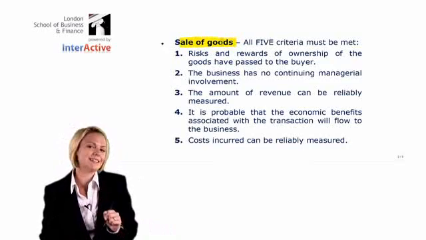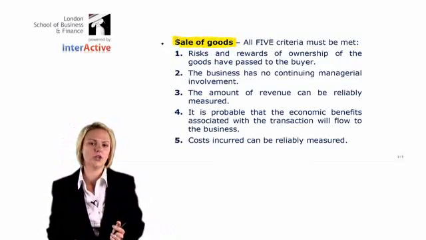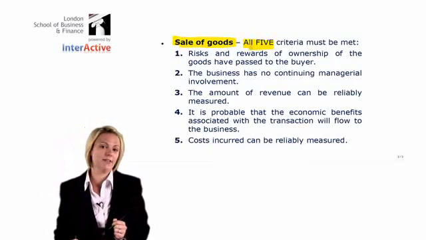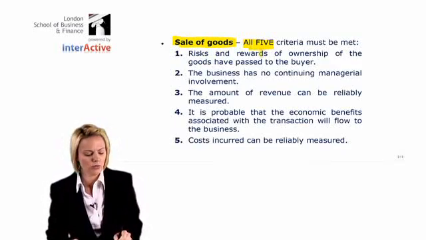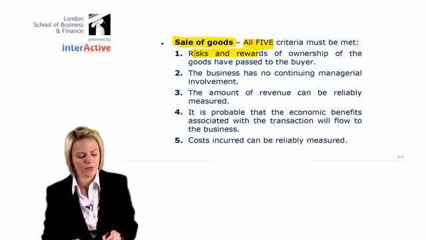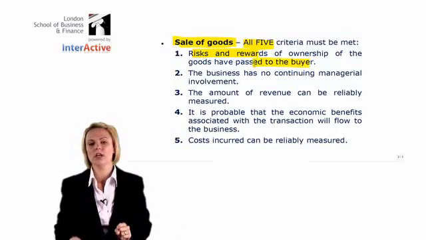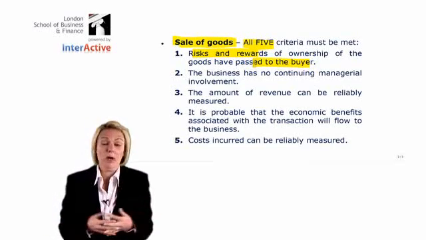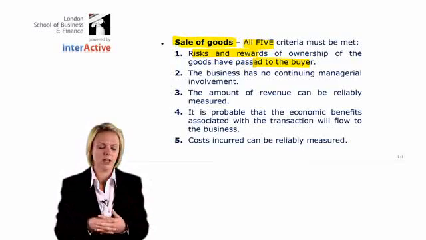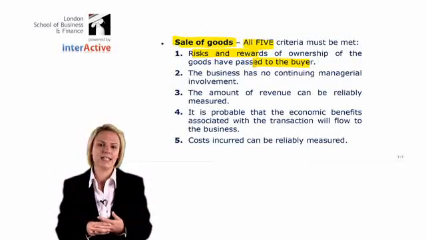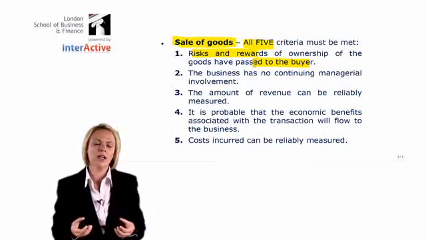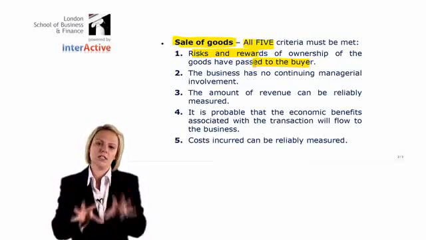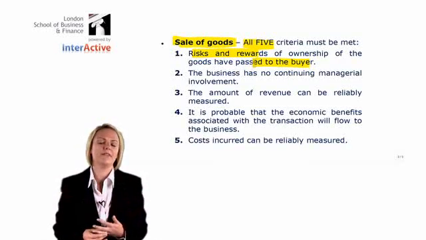If you want to recognise sales or revenue from selling goods, you must meet all 5 criteria. The first criteria is that the risks and rewards of ownership of the goods have passed to the buyer. For example, let's say you buy a book from LSBF, or Interactive. You buy your study text and you receive it in hard copy. As soon as you receive that book, all the risks and rewards of ownership have passed to you. We have no more involvement with that book.